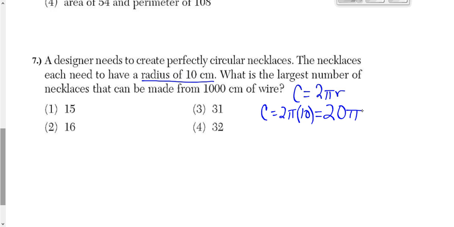So now we're going to do 1,000 divided by each necklace's circumference, right? So if we do 1,000 divided by 20 pi, I want everyone to put that in your calculator right now. Tell me what you get. What did you get when you put that in your calculator?